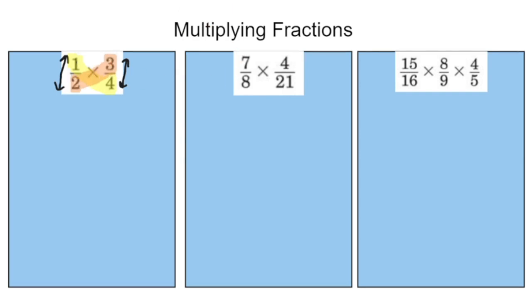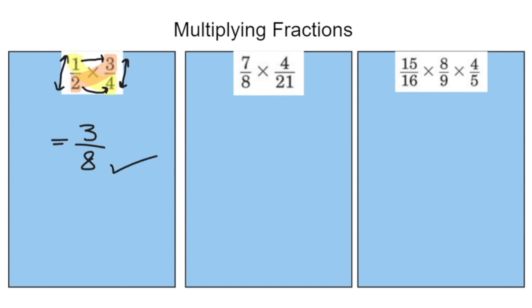As I can see, 1 and 2 have nothing common, you can't simplify them. 3 and 4 you can't simplify. Same way, 1 and 4 have nothing common. 2 and 3 have nothing common, you cannot simplify them. So if you cannot simplify, you just multiply directly, numerators with numerators and denominators with denominators. So 1 times 3 will give you 3, and 2 times 4 will give you 8, and that's your answer.